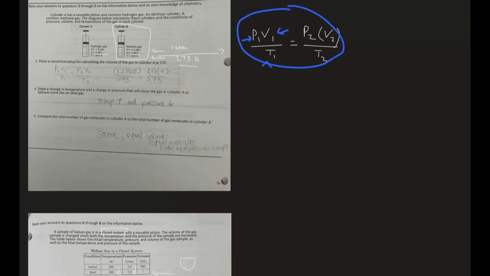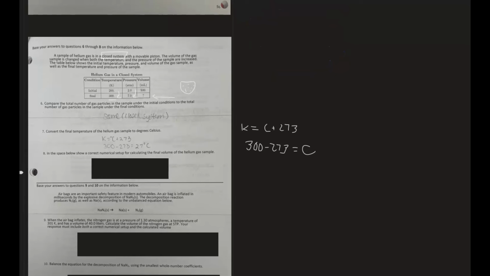And then for the initial temperature, just 200. Final temperature would be 300. And then final pressure would be 7. And then we can just solve for the final volume. And so you should get that.